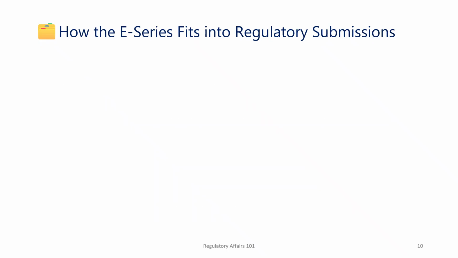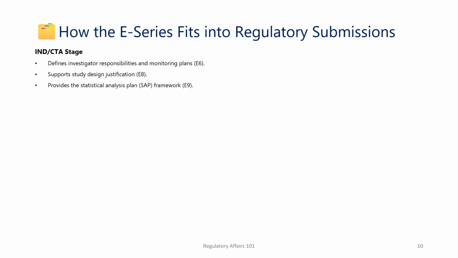Now let's bring everything together across the submission life cycle. For the IND/CTA stage, E6 defines investigator responsibilities and monitoring plans. E8 supports study design justification. E9 provides the SAP framework. E14 guides early QT risk strategy.